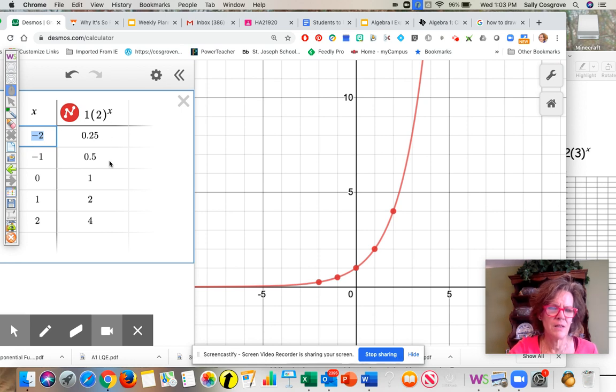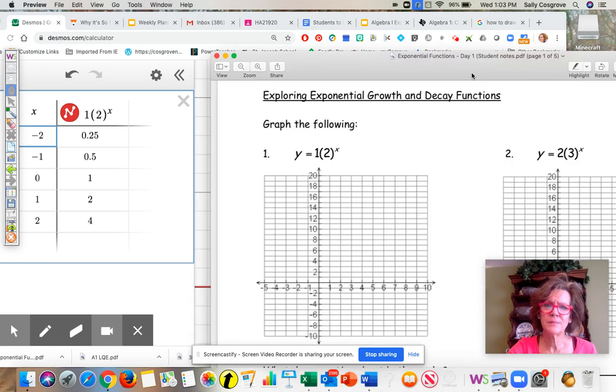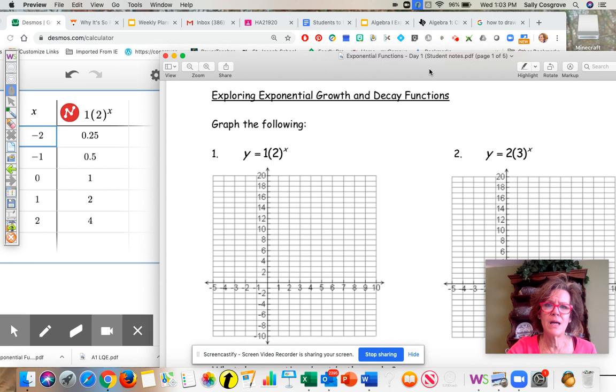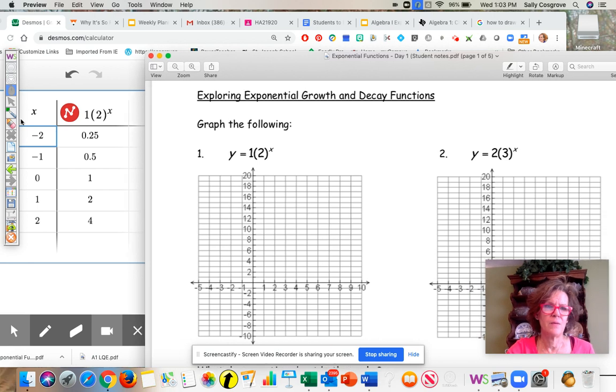From here to here is times 2, times 2, times 2, times 2. And that is my base right there. So I'm going to pull these values right over here on this graph. Okay.